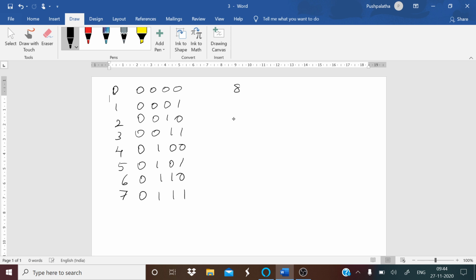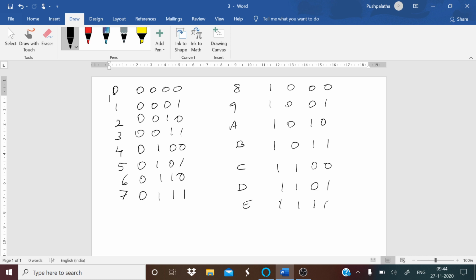Now if you want to represent 8, it becomes 1000. Keep on adding 1 in the same way, that becomes 1001, and this is your 9. 10 is represented as A, then B, C, this is your D, and E is 1110 and then F is 1111. Okay, so this is how you are going to represent the hexadecimal digits in binary format.